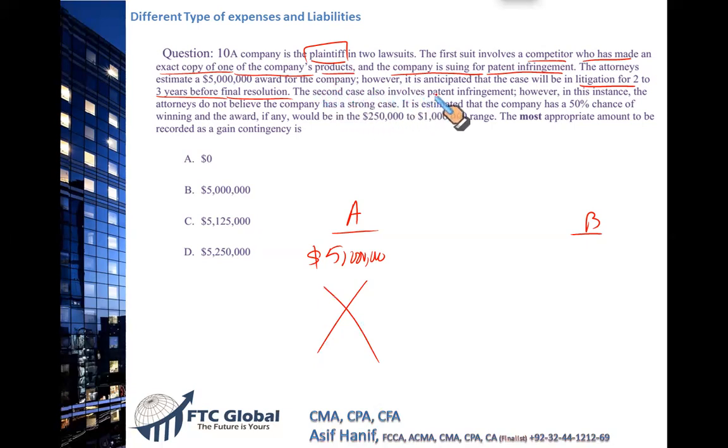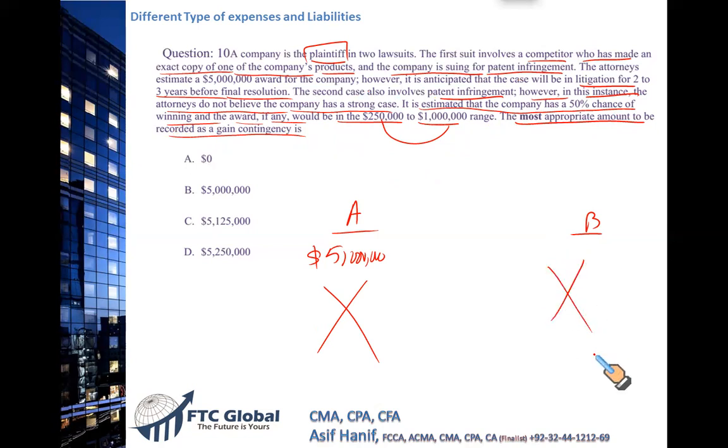The second case also involves patent infringement. However, in this instance, the attorney does not believe the company has a strong case. It is estimated that the company has a 50% chance of winning an award, and if any, it would be somewhere between 250 and 1 million. The most appropriate amount to be recorded as a gain contingency: nil. A gain contingency cannot be recorded in the books unless you actually receive the money, actual cash. So in this case, you're going to report nothing.